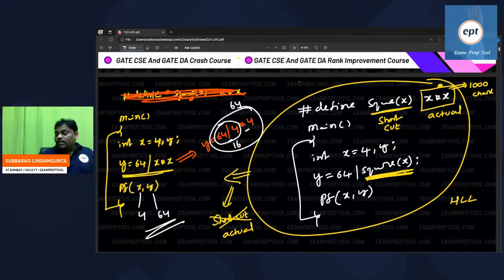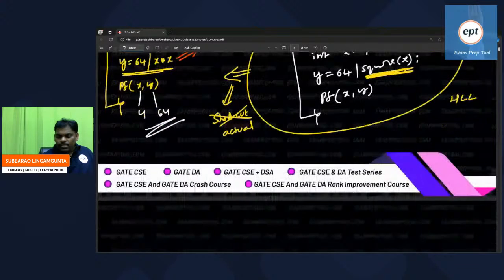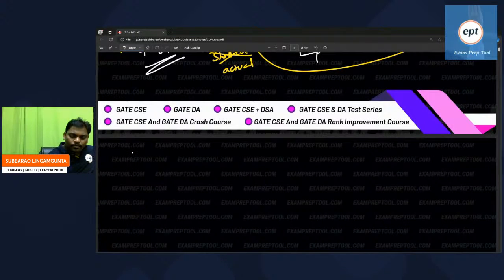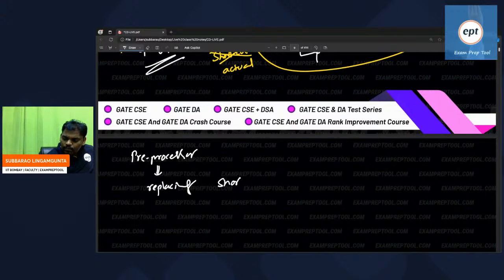So listen everyone, the purpose of the preprocessor is to replace shortcut by actual. Please try to understand this. Other than this, nothing is there. I am writing here the preprocessor purpose: replacing shortcut by actual. That's it. That is the one thing.